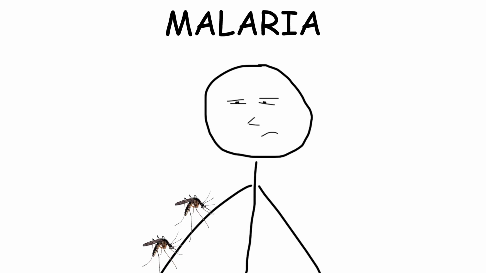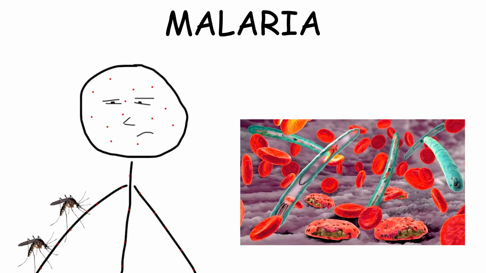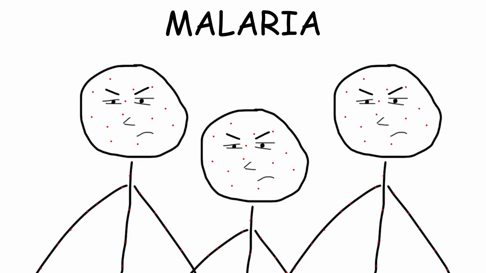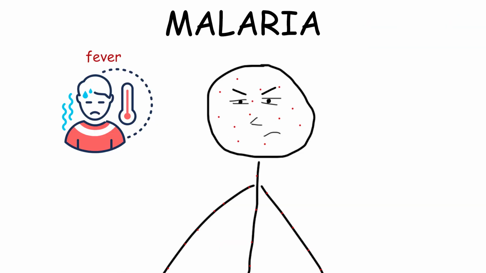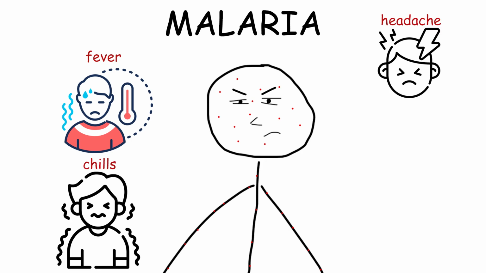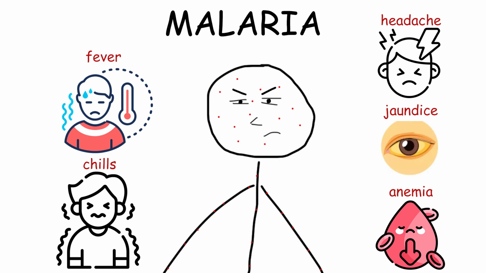Malaria is a severe infectious disease transmitted through the bite of mosquitoes infected with Plasmodium parasites. This disease is one of the most widespread and deadly in the world, particularly in tropical and subtropical regions. Symptoms of malaria can range from fever, chills, and headache to severe forms, including jaundice, anemia, and organ damage.